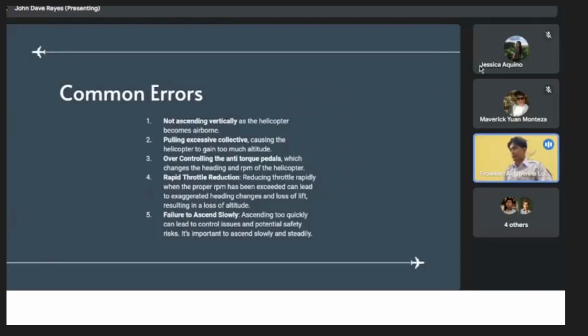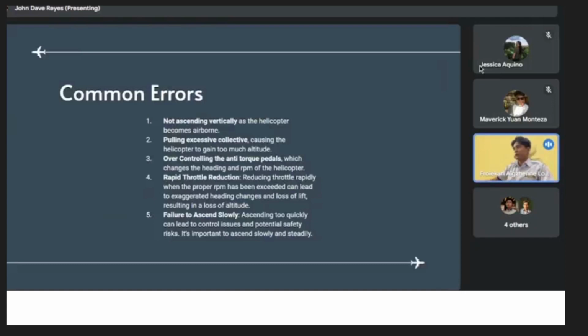So for the common errors, the first is not ascending vertically as the helicopter becomes airborne. Second is pulling excessive collective, causing the helicopter to gain too much altitude. Third is over-controlling the anti-torque pedals, which changes the heading and RPM of the helicopter. Fourth is rapid throttle reduction. Reducing throttle rapidly when the proper RPM has been exceeded can lead to exaggerated heading changes and loss of lift, resulting in a loss of altitude.